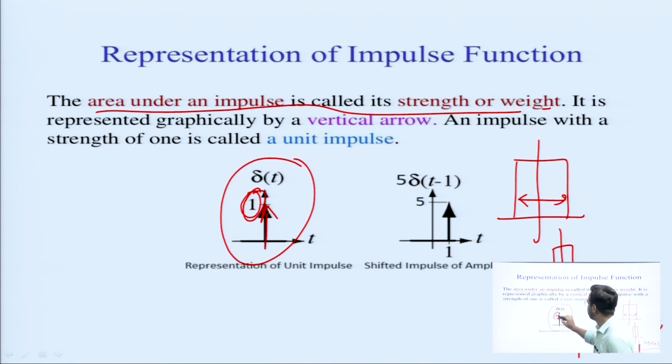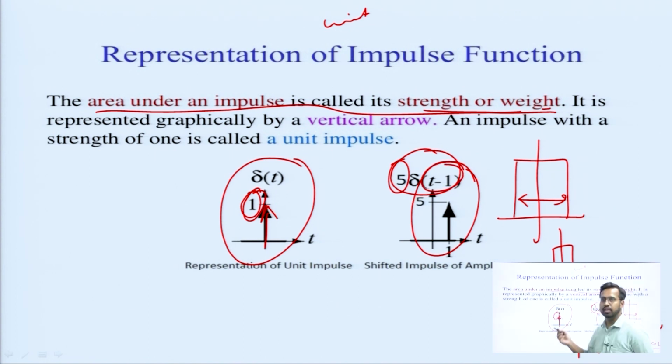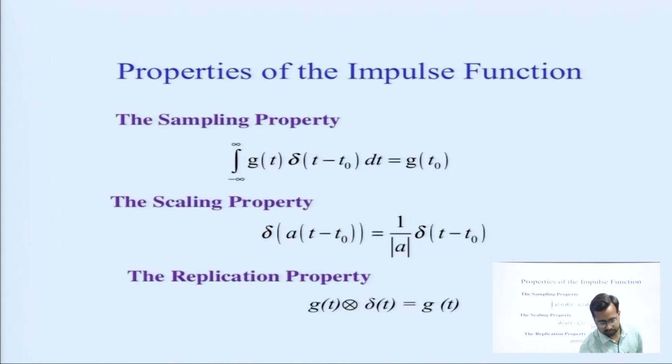So, if the value of area is 1, then we will call this a unit impulse, and if here the area is 5, we will call it not a unit impulse, but an impulse function with strength or weighted value of 5. Later we will see, if we shift the signal to the right, how we write t minus 1. In operations on signals, we will see how we can modify signals or move signals in the time domain. So, these are basically impulses.